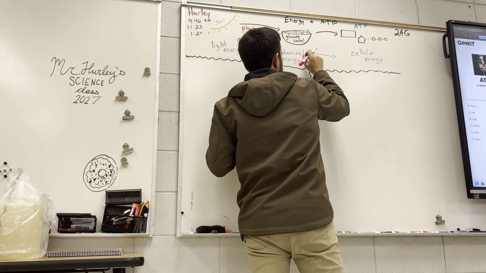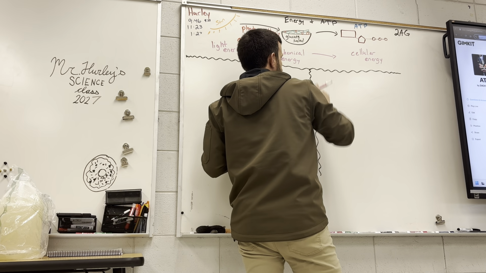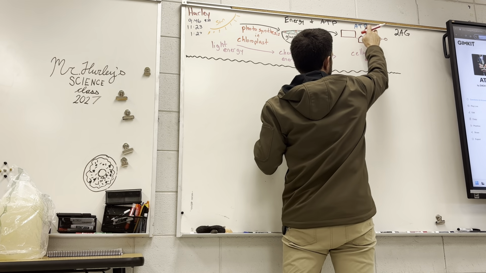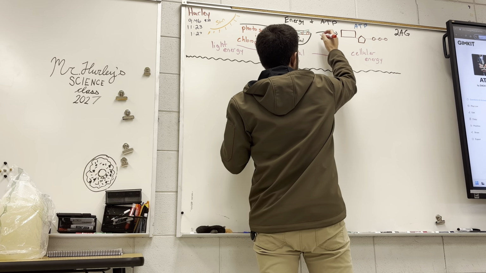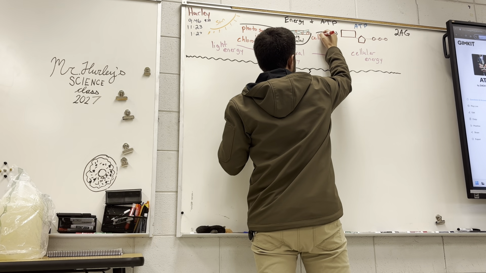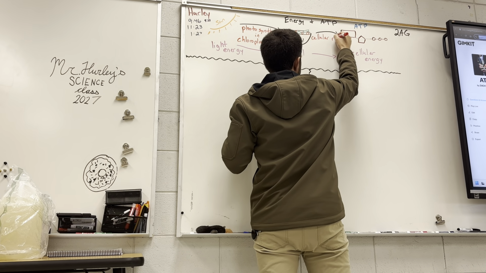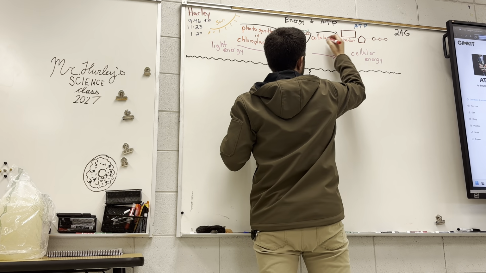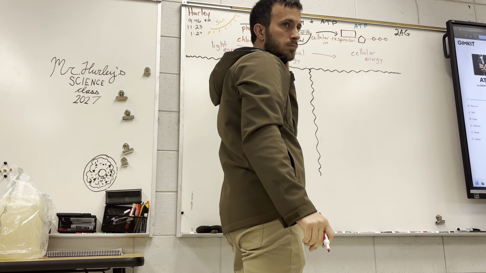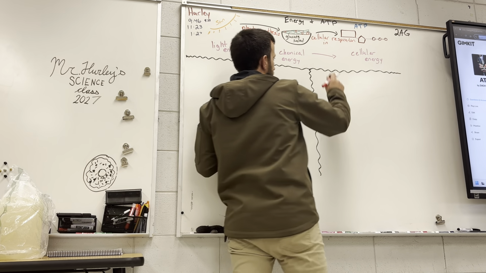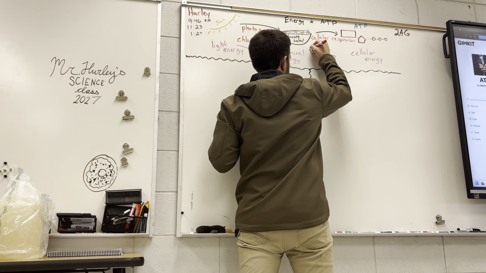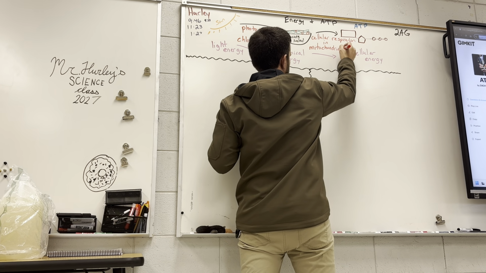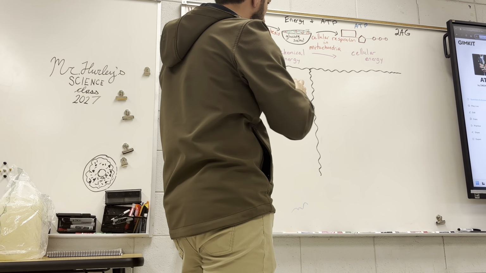When you turn chemical energy like sugar into ATP, which is cellular energy, sugar into ATP is called cellular respiration. And it happens in where? What organelle does this take place in? The mitochondria. That takes place in the mitochondria.